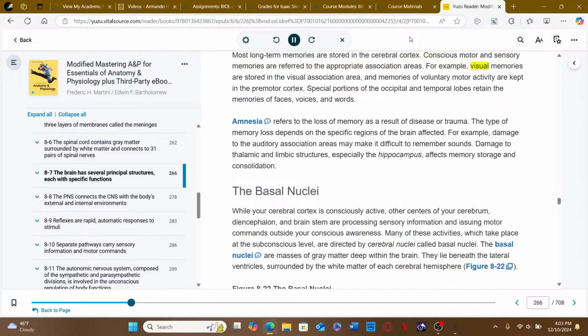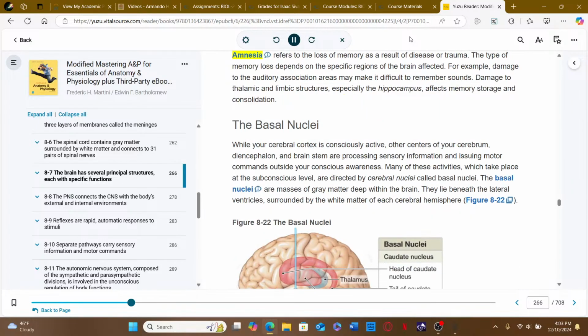For example, visual memories are stored in the visual association area, and memories of voluntary motor activity are kept in the premotor cortex. Special portions of the occipital and temporal lobes retain the memories of faces, voices, and words. Amnesia refers to the loss of memory as a result of disease or trauma.